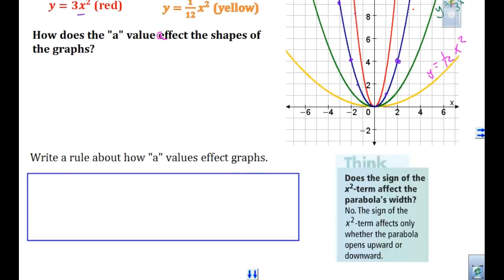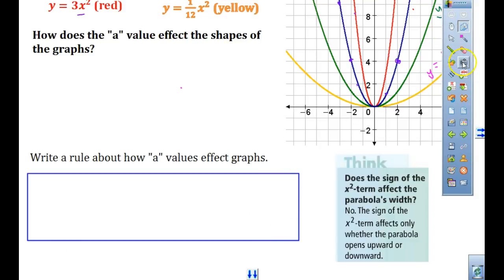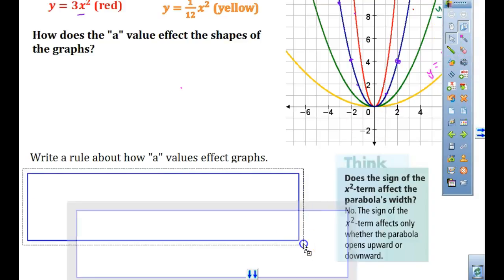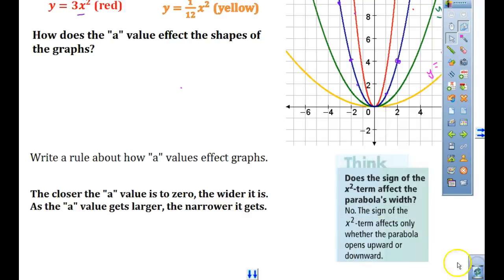What would you say? Please talk to the person sitting next to you, because you almost all have a shoulder partner, but you guys are going to be able to do it. Okay? What I want you to write is this. So when we are looking at those a values, the closer a is to 0, the wider it is. I heard some of you say when a is smaller, that fractional number. The closer a is to 0, the wider it is.